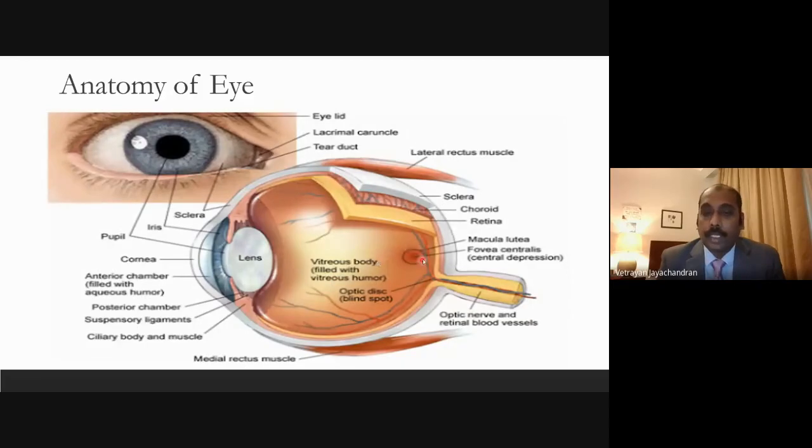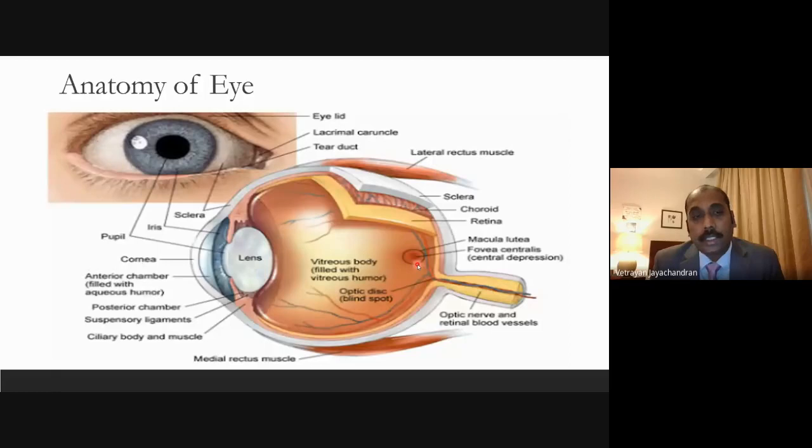Another important structure present in the posterior aspect of the eye is the macula. Inside the macula, we have the fovea, a deep depression inside the macula. This fovea is responsible for getting sharp vision. If you see the cross-section of the macula, you can see the retina, and behind the retina, we have the choroid.